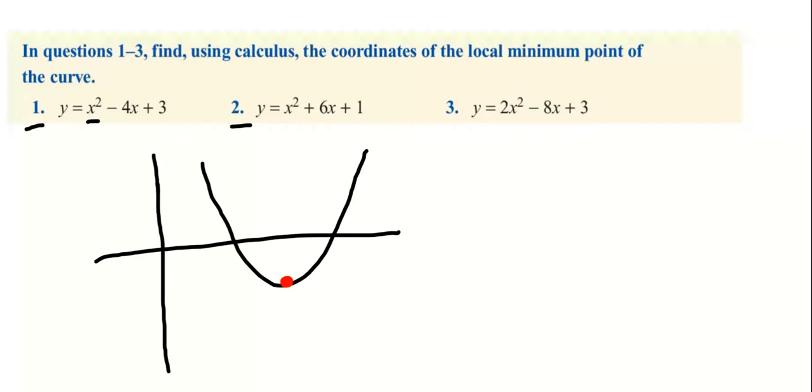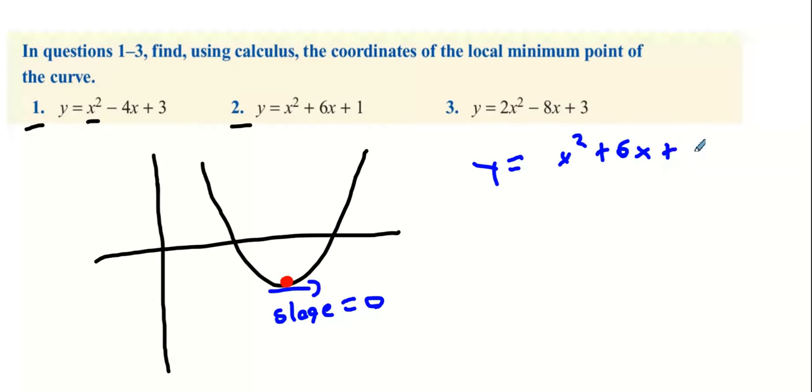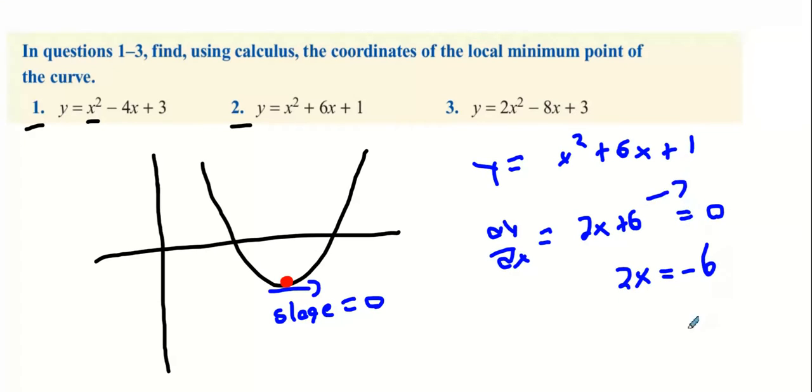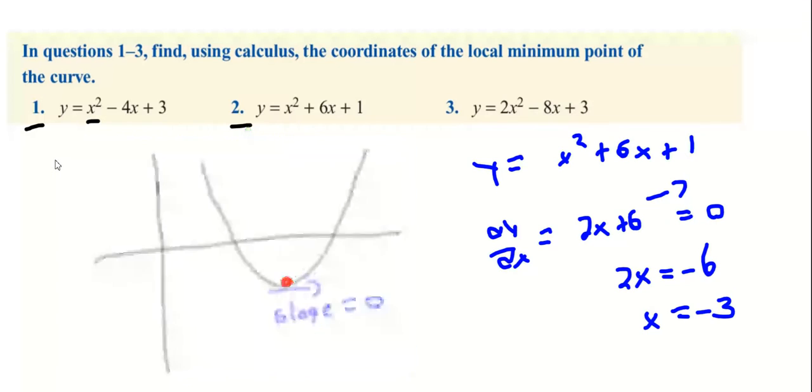To figure out the turning point of question 2, we do the same thing. At the turning point, the slope is equal to 0. This means the first derivative must equal 0. So we get dy/dx equals 2x plus 6 equal to 0. Then we solve for x, so we get 2x equals minus 6 when we bring the plus 6 over the side, and we get x equals minus 3. Okay. So we know the x value equals minus 3.